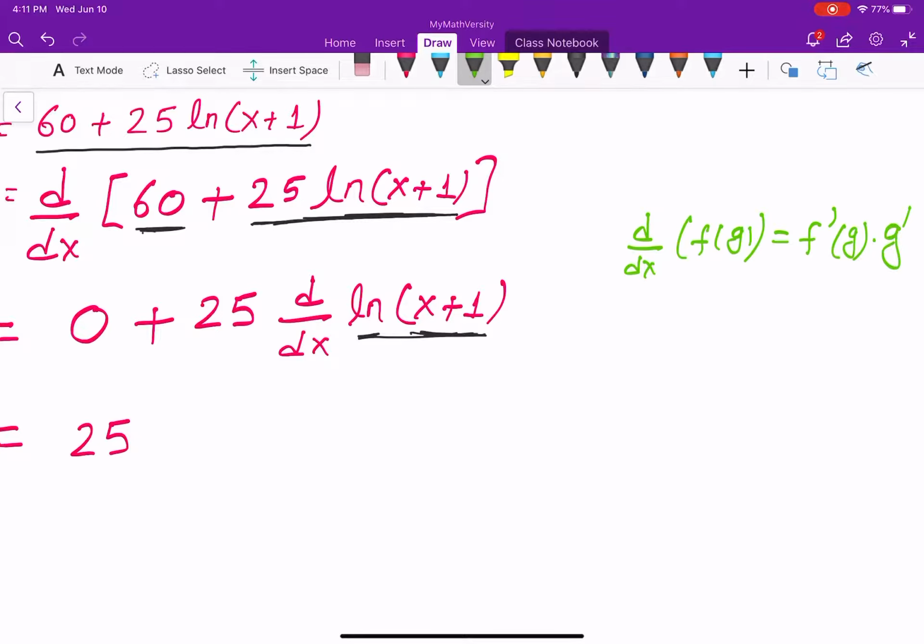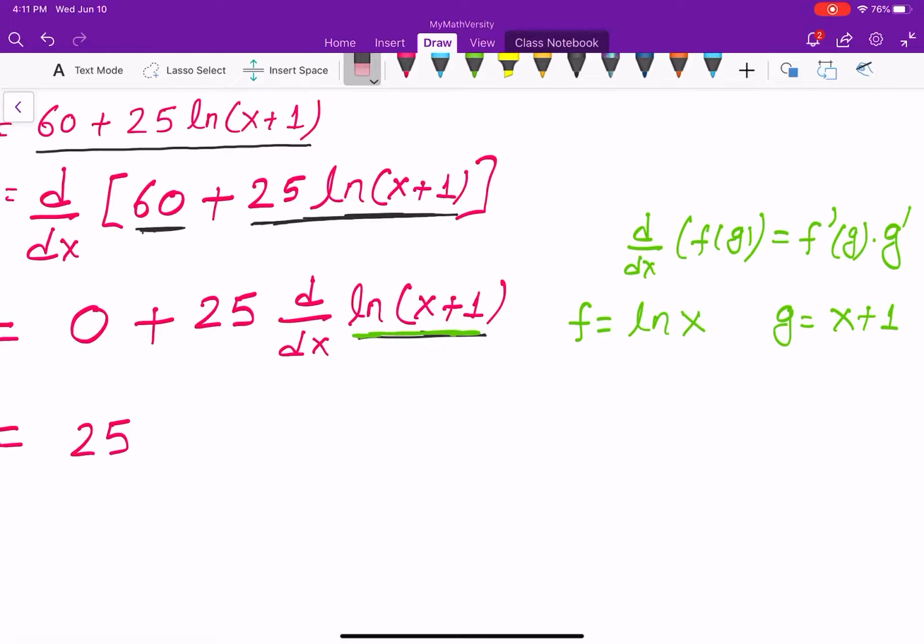But what is f and what is g in our problem? How is this function composed? Let's look at ln of x plus 1. If I assume f is equal to ln of x and g is equal to x plus 1, you can clearly see that when I compose f with g, that means when I replace x by g, I will exactly get ln of x plus 1, right? So my decomposition works well. When I compose f and g, I will definitely get ln of x plus 1.